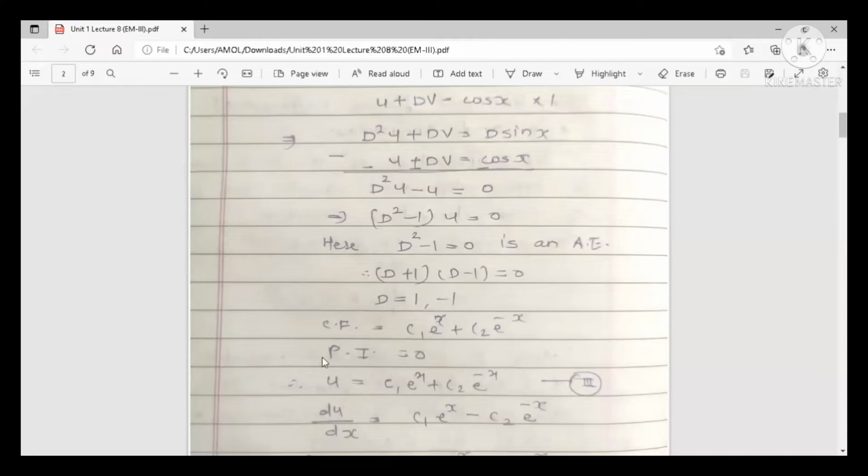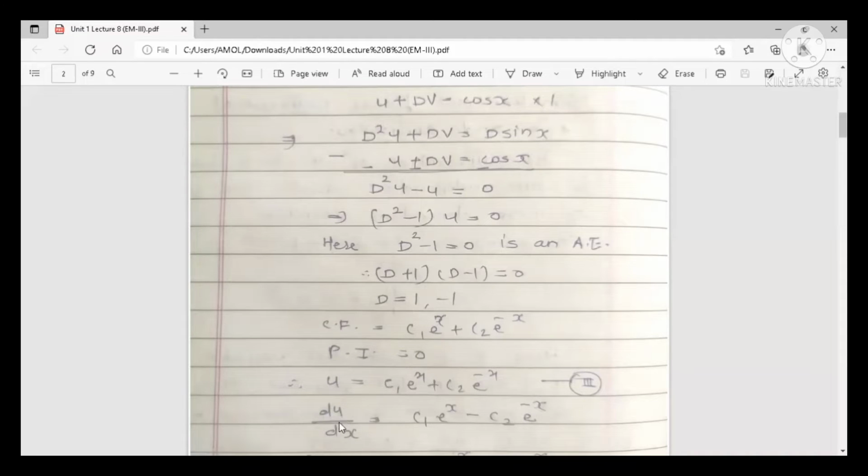Now this is the complementary function, and the PI is 0 because the function is 0. So the general solution contains only the complementary function. Since this equation, D square minus 1 into u is equal to 0, is in terms of u and x, the value of u is the complementary function only: c1 e raised to x plus c2 e raised to minus x. Now you find the value of v. How to find v? You just differentiate this u with respect to x.